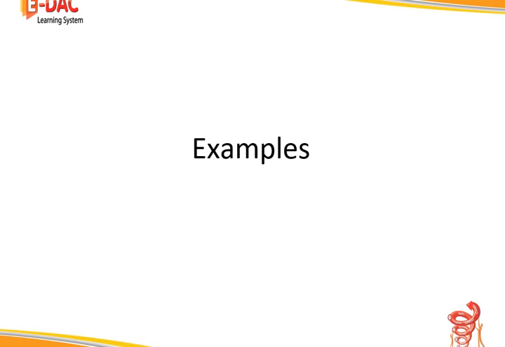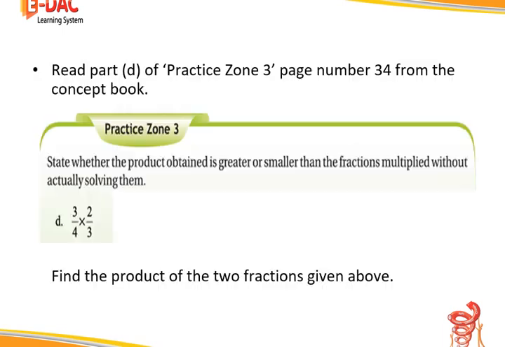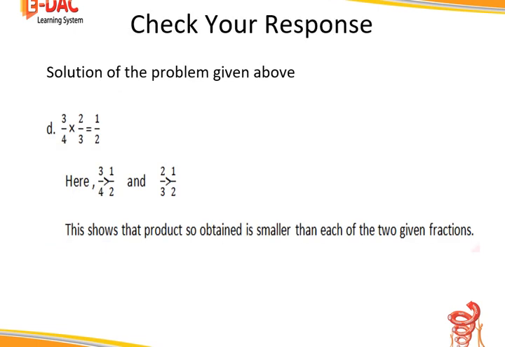Let us study a few more examples. So here is a question from part D of practice zone 3, page number 34 from the concept book. State whether the product obtained is greater or smaller than the fractions multiplied without actually solving them. Find the product of the two fractions given above. You can now check your response here. So here, this shows that the product so obtained is smaller than each of the two given fractions.